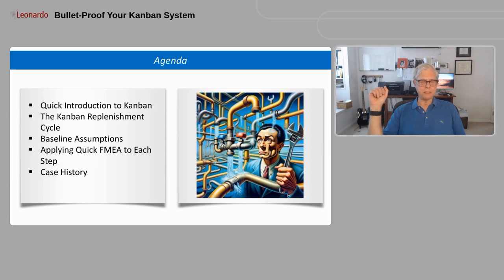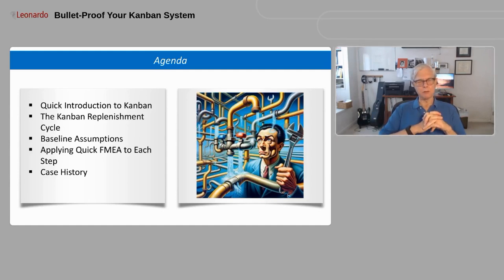And then we're going to talk about some baseline assumptions, because there's more than one way to, if you'll pardon the expression, skin a cat. More than one way to set up a Kanban system. So I'm going to go through some assumptions that I'll be making in terms of how this is set up, some of the rules for this Kanban system.